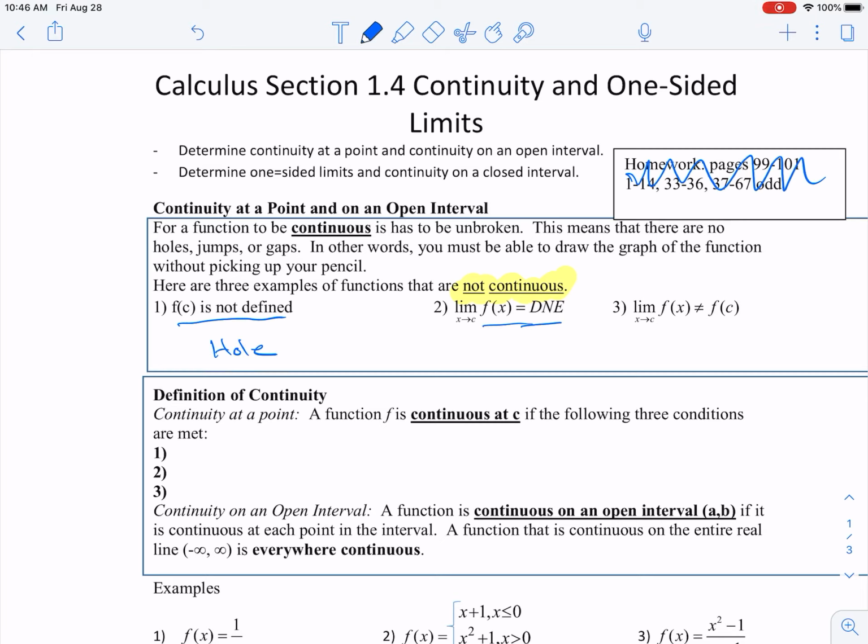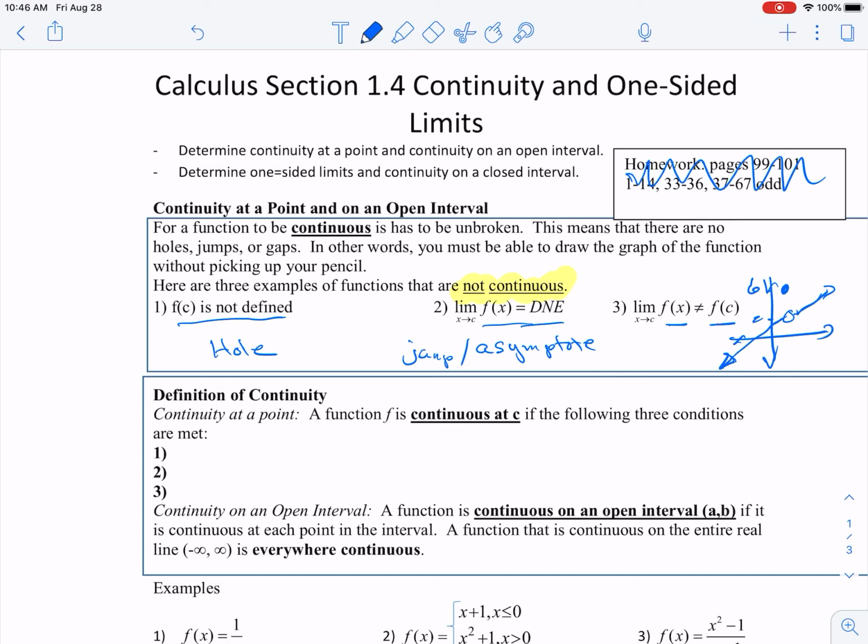The limit does not exist, you have an asymptote. Or a hole, or a jump, okay? You could have a jump or an asymptote. And then the limit doesn't equal the value of c. That's one of those graphs where you have a line with a hole in it, and the function is defined up here instead. Okay, so the limit is equal to, let's say this is 2, and this is equal to 6. They're not equal.